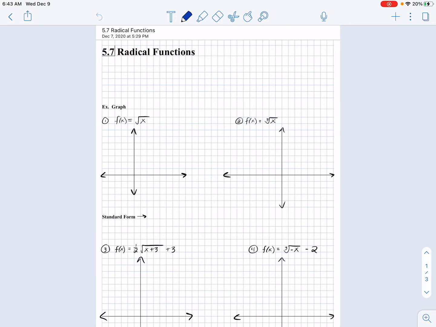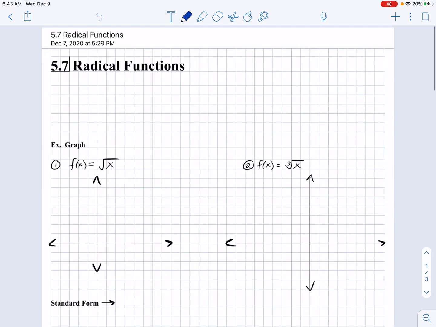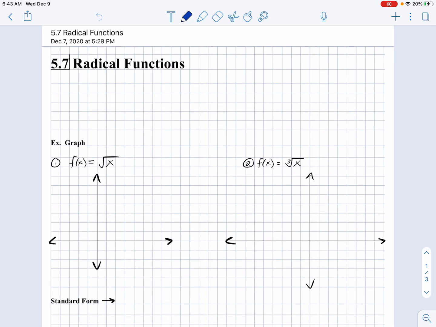All right, so our last section of Unit 5 is graphing radical functions, and I promise radical functions are a lot easier to graph than rational functions because we really just have two forms. We have our square root function and our cube root function, both of which you can see below.